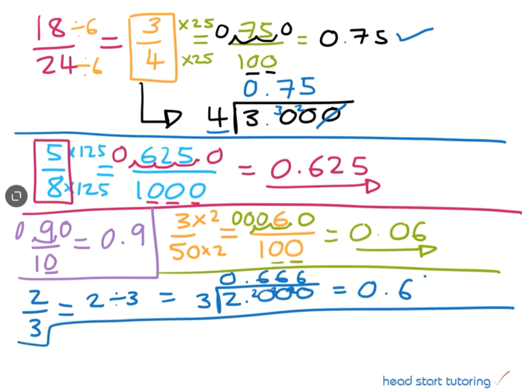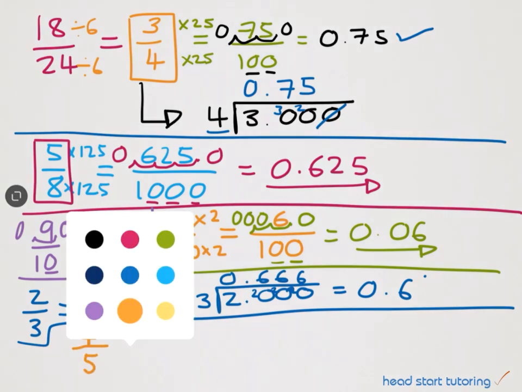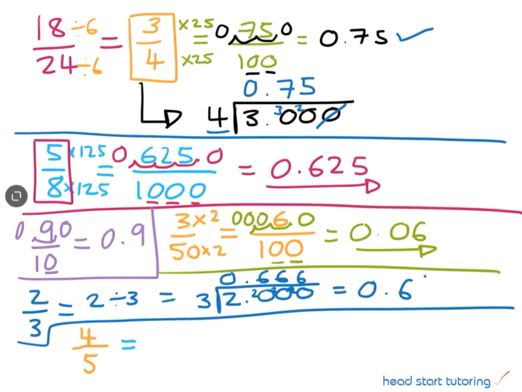Right, let's have a look at one more example. 4 over 5. If we would like to convert 4 over 5 into a decimal, we get 4 over 5 into an equivalent fraction. We can get it out of 10. Because 5 times 2 is 10, we multiply our 4 by 2 to get 8. 8 over 10 is equal to 8 divided by 10.